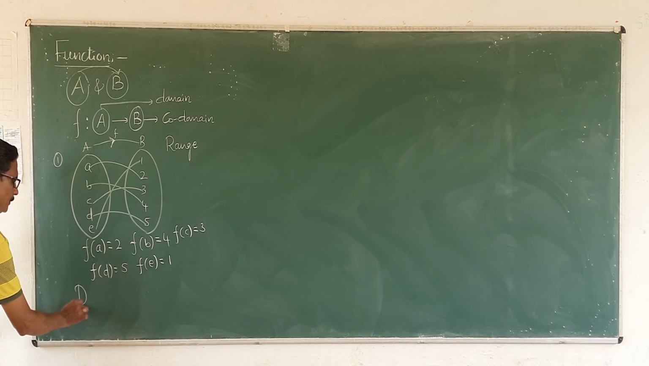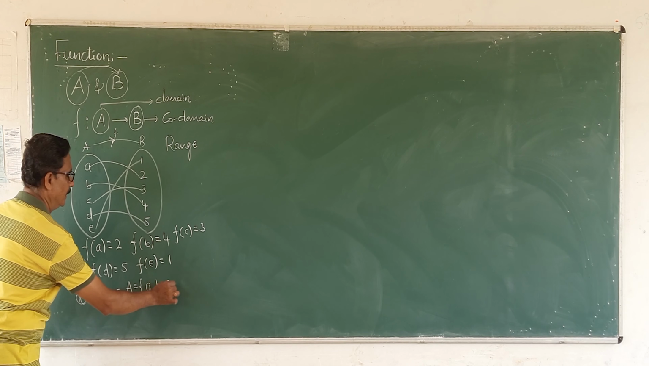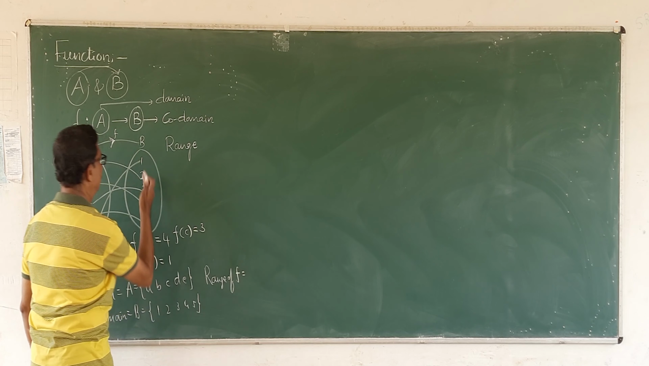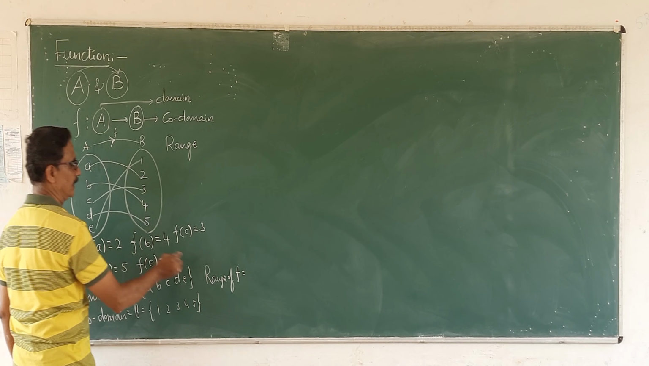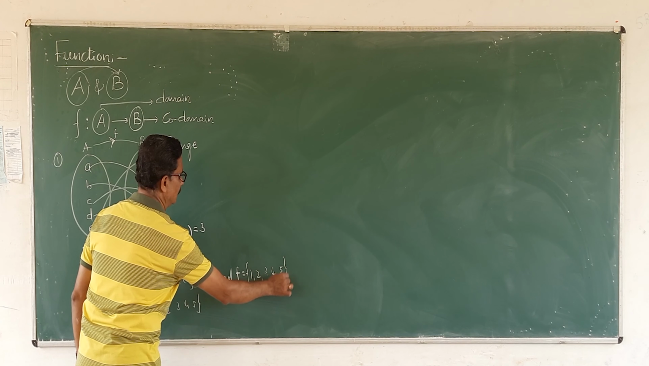In this example, what is the domain? First set. Domain is equal to set A. What are the elements? A, B, C, D, E. Right? Codomain is equal to set B. What are the elements? 1, 2, 3, 4, 5. And range of F. Look, all the elements are satisfied, so the range is also 1, 2, 3, 4, 5.